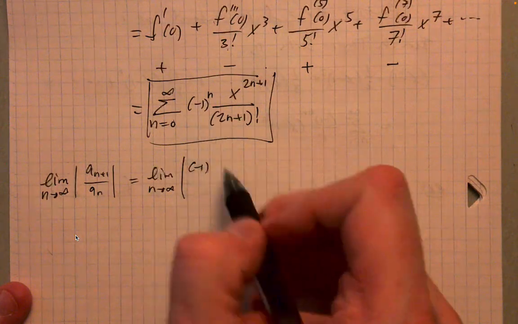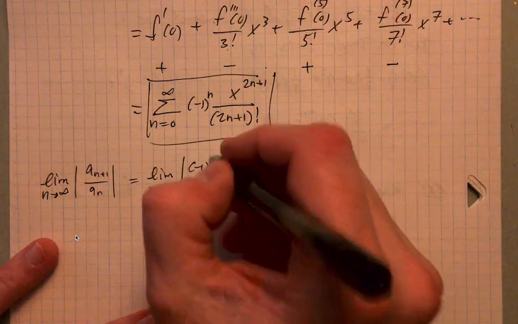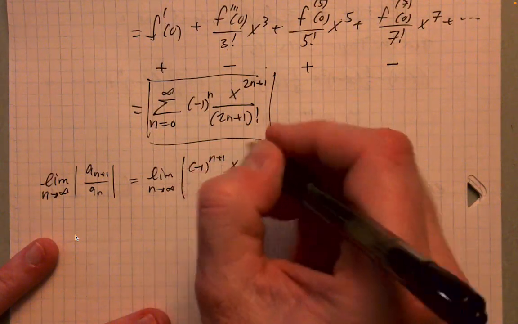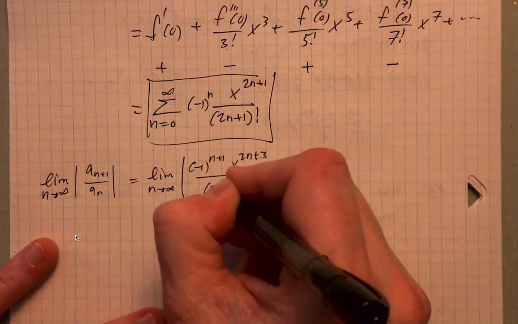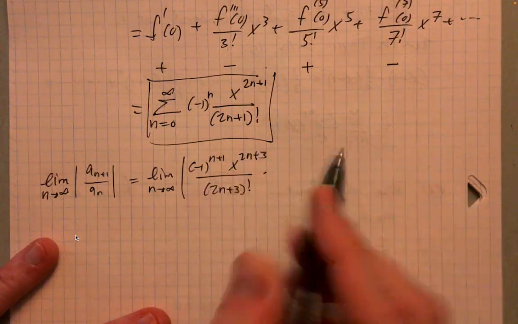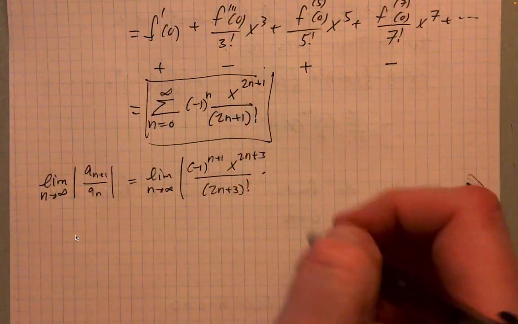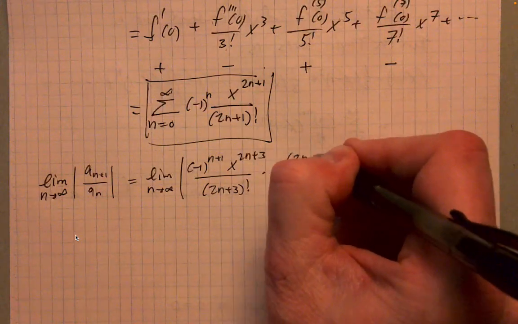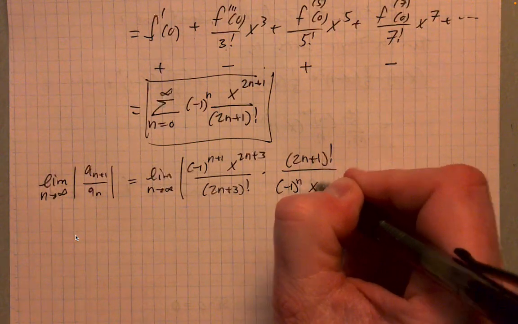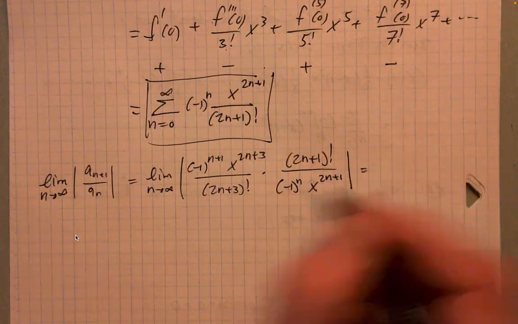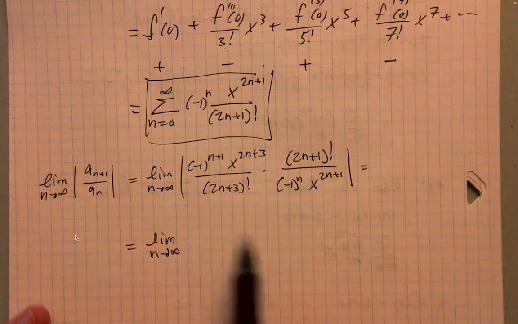indeed it does. Plugging in the n plus 1 term to start with, this would be n plus 1, and then x to the 2n plus 3 over 2n plus 3 factorial, and then all of that would be divided by the nth term, so I'm going to invert and multiply, so this would be 2n plus 1 factorial over negative 1 to the n, and x to the 2n plus 1. All right, and a lot of stuff will cancel here, right?